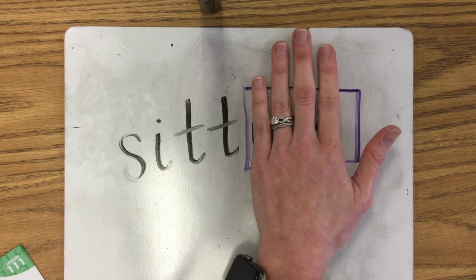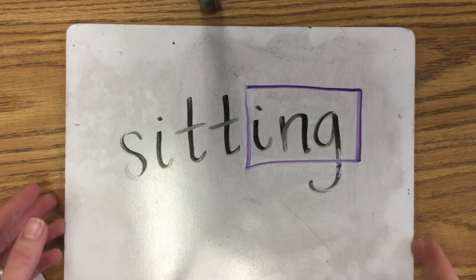Sit. Is this how you spell the word sit? No, this word has an extra T. This is a special new rule that we will learn today. Let's look at some more examples.